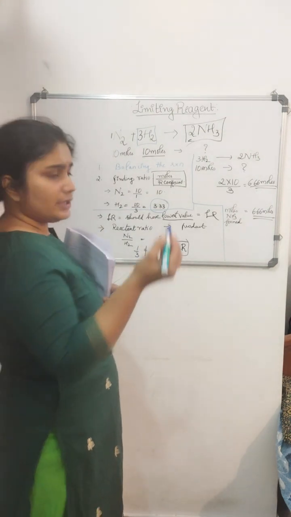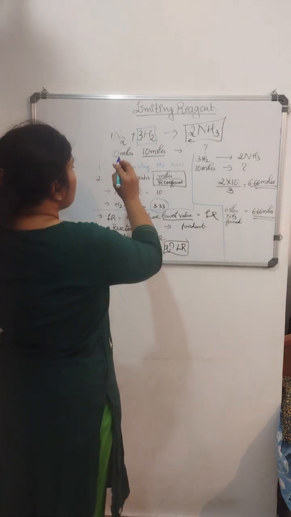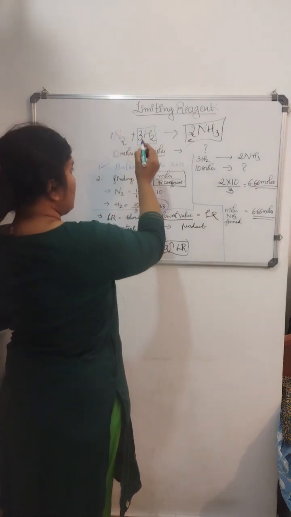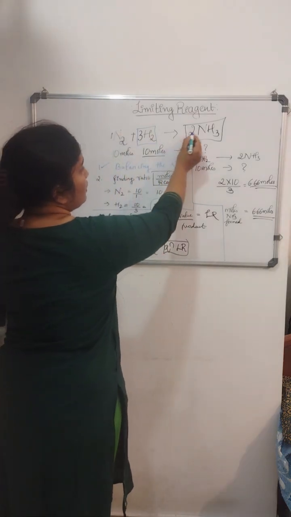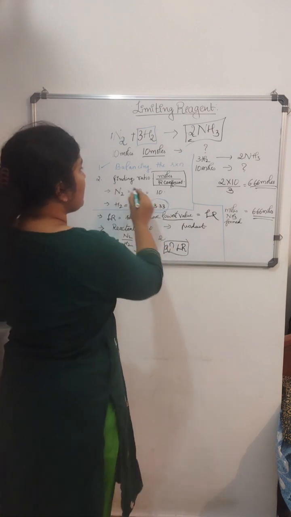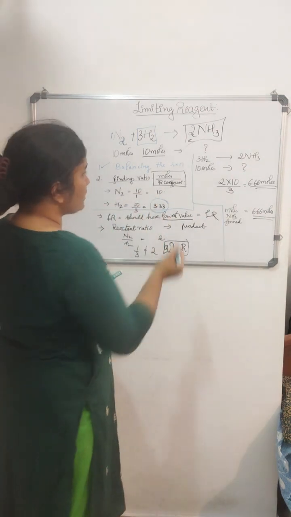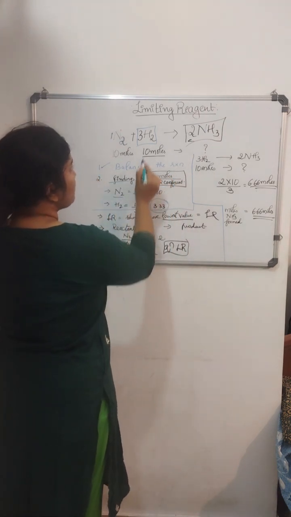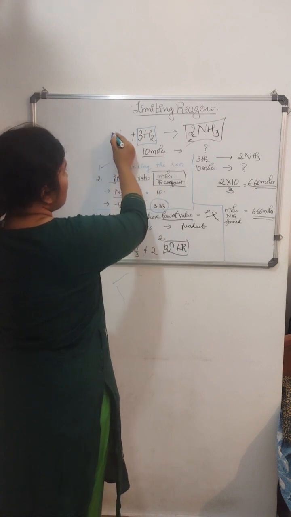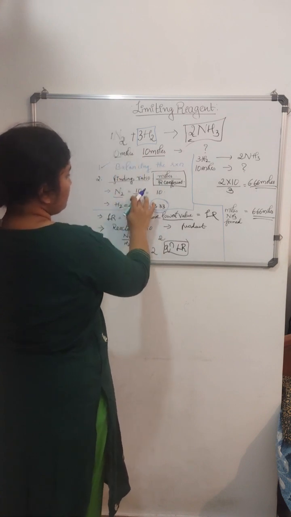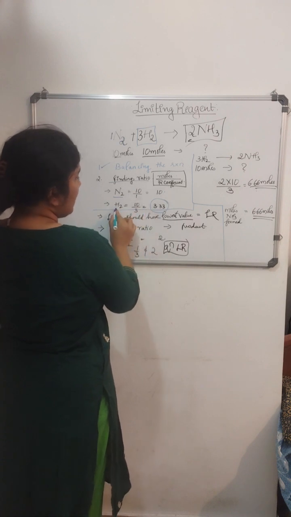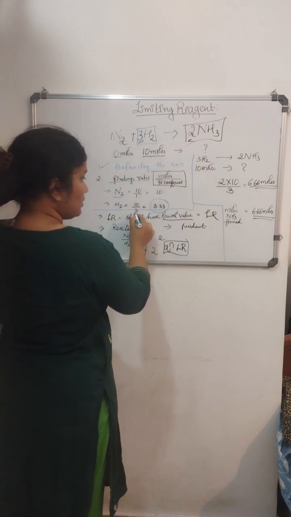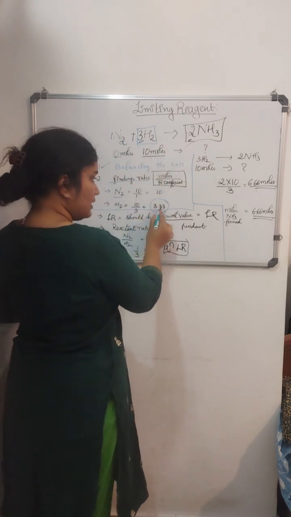So this is the complete procedure of finding out LR and the amount of product formed. Let us look at it once more. The first step is always balancing the reaction. So when I balance, 1 time N2, 3 times H2 gives 2 times NH3. The second thing is finding the mole ratio, that is moles divided by the reaction coefficient. For nitrogen, the number of moles given was 10 and the reaction coefficient was 1, so 10 by 1 is 10. For hydrogen, moles given were 10 and the coefficient was 3, so it's 10 by 3, 3.33.